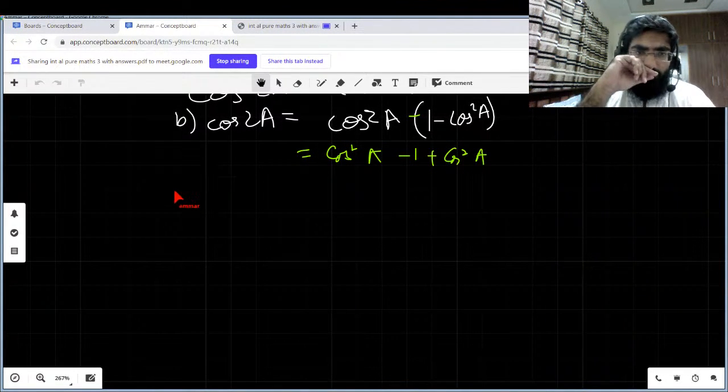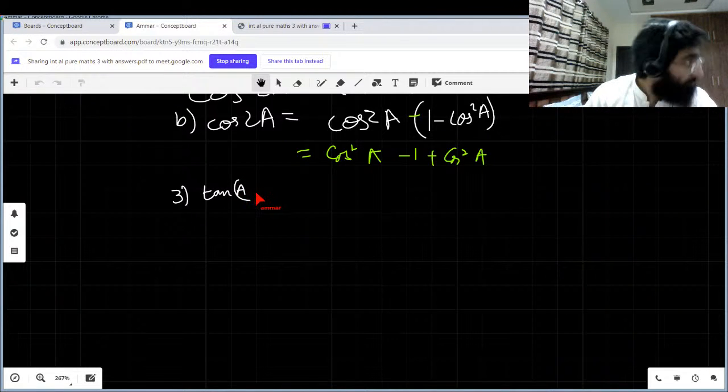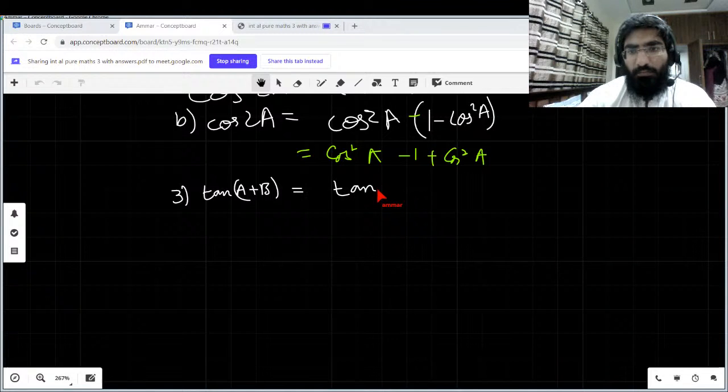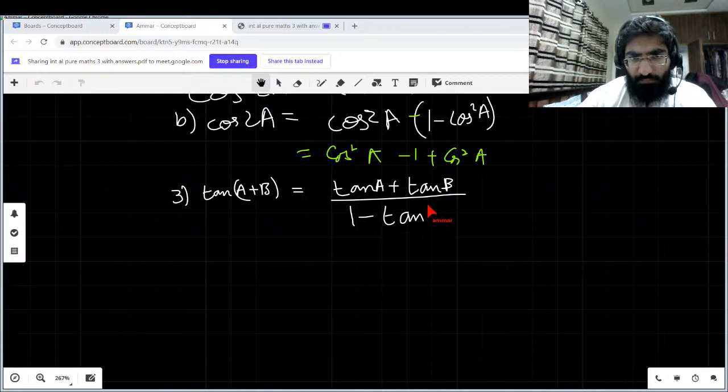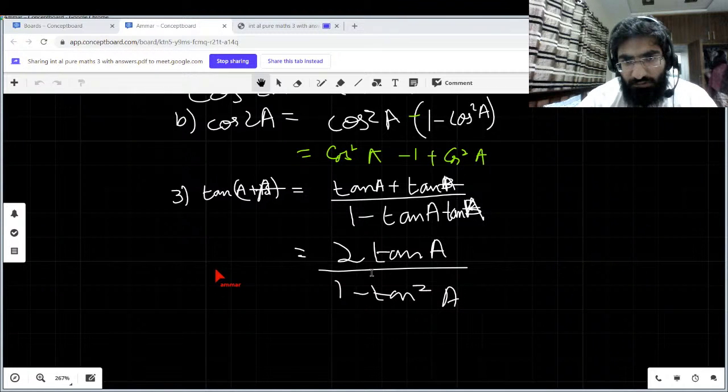Okay, I'm back. 3. Use the expansion of tan of A plus B to express tan 2A in terms of tan A. Tan of A plus B is equal to tan A plus tan B divided by 1 minus tan A tan B. Instead of B, just write tan of A plus A, and wherever you had written B, write A. So then it becomes 2 tan A divided by 1 minus tan squared A, which is the formula, right? And what does the formula say?